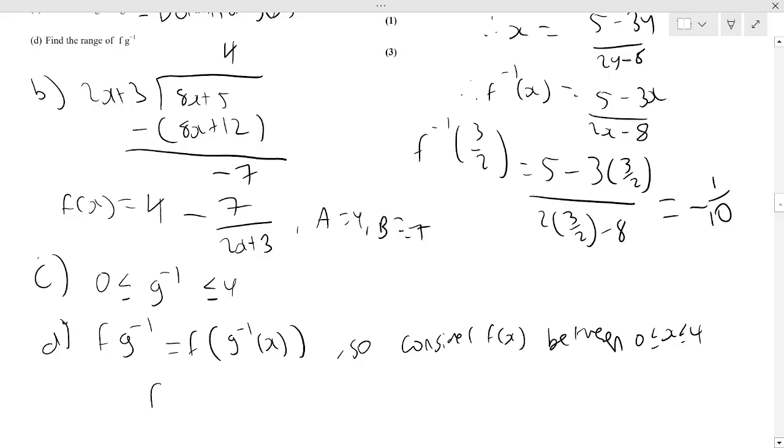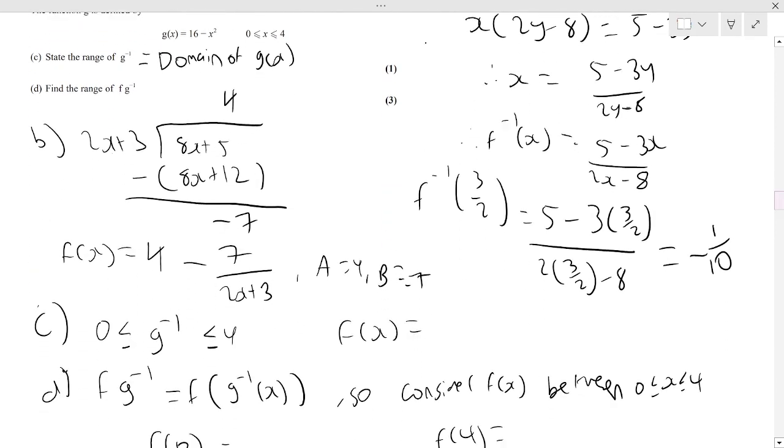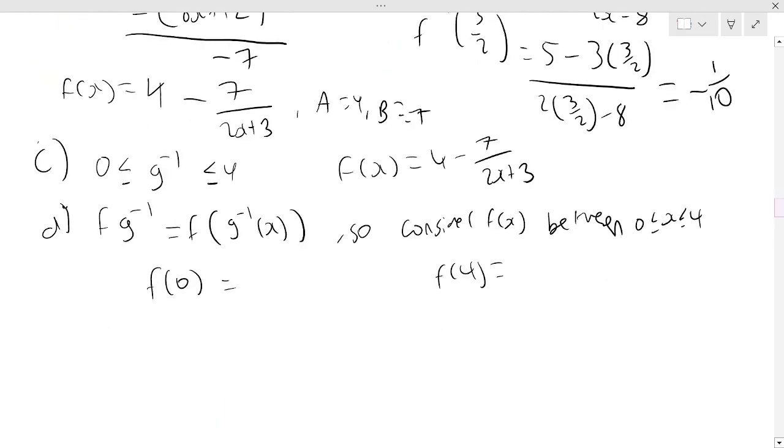So then let's consider the endpoints. So f of 0 and f of 4. So f of x, remember, well, we worked it out in part B. It was 4 minus 7 over 2x plus 3. So then f of 0 is going to be 4 minus 7 over 2 of 0 add 3, and that will be 5 over 3, right? Likewise, f of 4 would be 4 minus 7 over 2 of 4 add 3, and that would be 37 over 11.